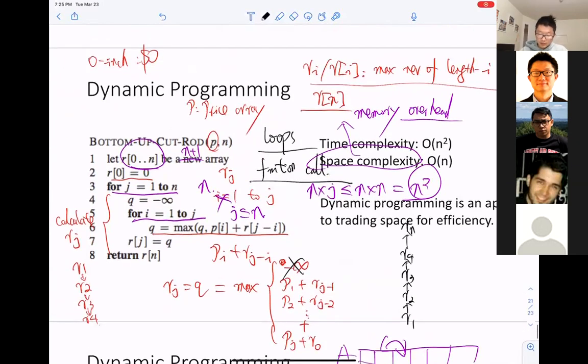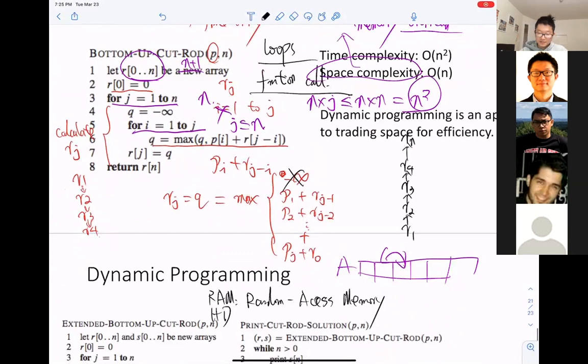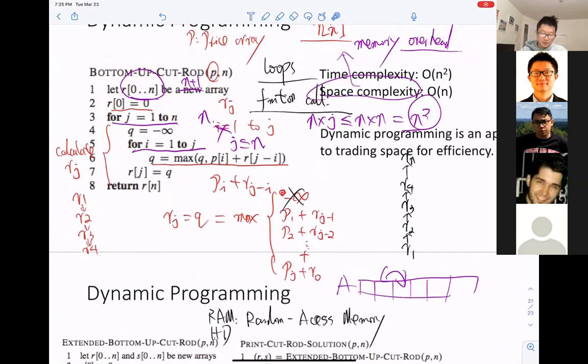Okay, so now we see that with this pseudocode, we solve the problem in a bottom-up fashion, in which we first calculate R1, then R2, R3, R4, and Rn. It's like we go from the bottom to the top. That's why we give it the name bottom up. And then people designed another solution that is called top down, which solves the problem in this way.